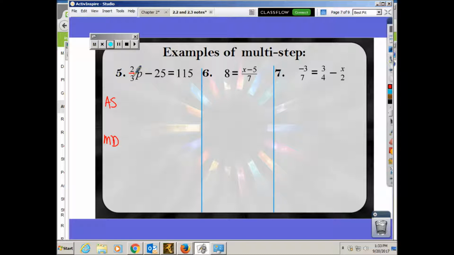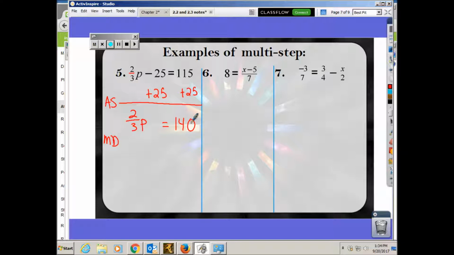As I said earlier, I'm going to also deal with fractions as clearing the fractions. Now, you could clear the fraction now, or you could realize, hey, wait a second, let me first get rid of my subtraction. And to do that, I'm going to add 25 to both sides. Because this is subtraction, or you can think of it as a negative. They're the same thing. So, 2/3 P. Do you all get negative 25 and positive 25? Cancels each other out. And 115 plus 25 is 140.